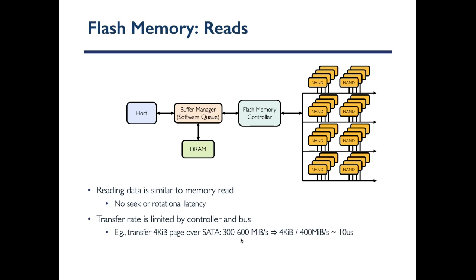Yeah, so assuming that your controller can keep up with the SATA bus, then if you want to read one page, a 4 kilobyte page, SATA gives you somewhere between 300 to 600 megabytes per second. So effectively, reading one page off of your flash memory would take about 10 microseconds.